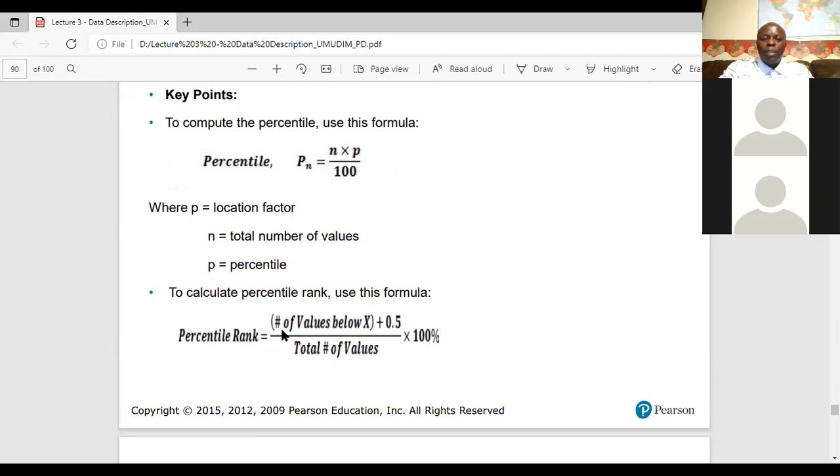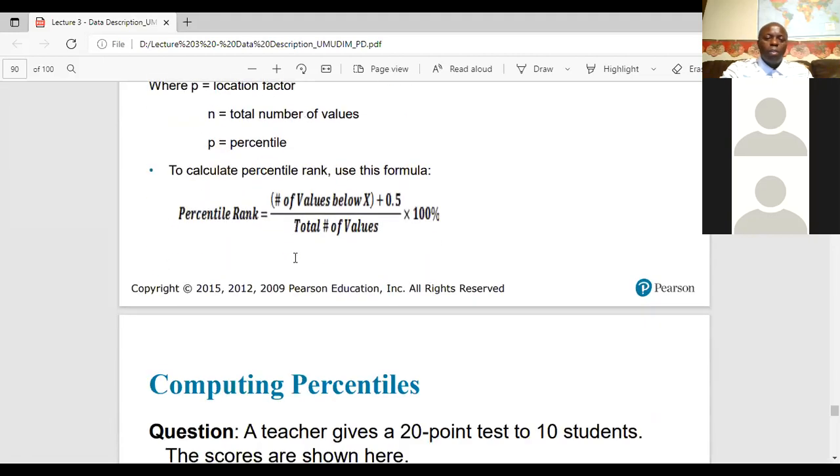For the percentile rank, you have number of values below X divided by total number of values, times 100. Now for the percentile, just N times P over 100, the same formula we use for the quartiles, where P is the location number, N is the total number of values, and P is the percentile. Now let's look at an example.